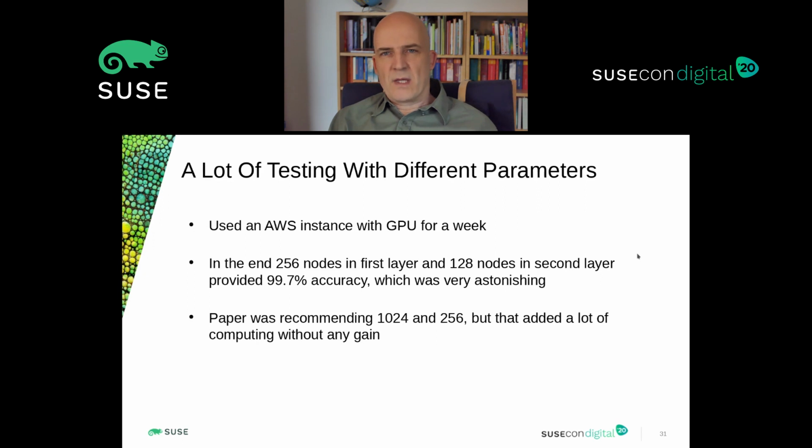I used an Amazon instance with a GPU for roughly a week to experiment with different hyperparameters, and in the end I needed way fewer nodes in the first layer and in the pool layer than recommended by the paper. A quarter of what was recommended already led to an accuracy of 99.7%, which was very astonishing, and I never looked into further research papers because this is really like gold to me.